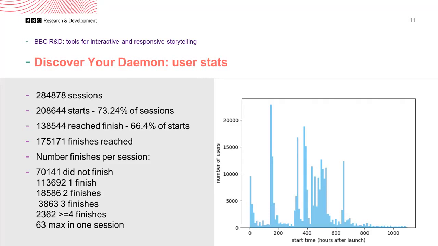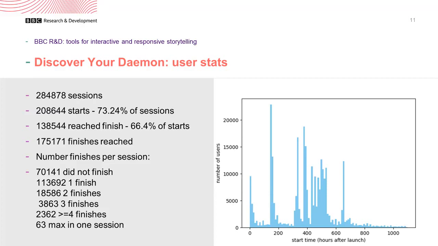His Dark Materials Discover Your Demon had an extra element to it. It was social. It was delivered quite late, for lots of reasons. So it was about halfway through the series. They were aiming for around 20,000 interactions. That would be a good outcome.